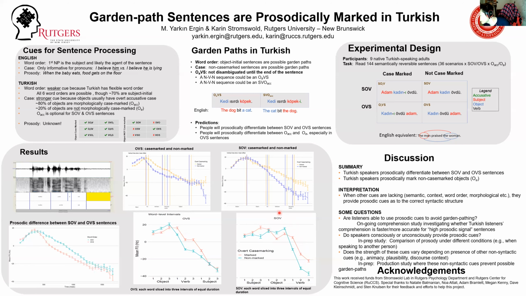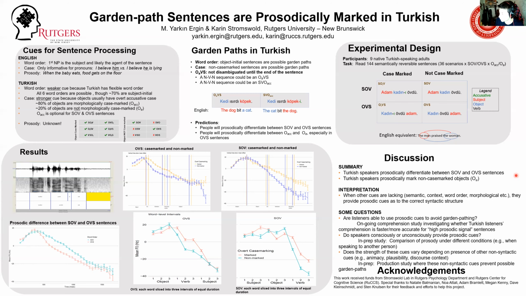word order conditions. So in summary, we found that Turkish speakers do prosodically differentiate between SOV and OSV sentences. They also prosodically mark non-case marked objects in both word order conditions with a steeper decline and sometimes a little bit higher, being higher when the object is not case marked.